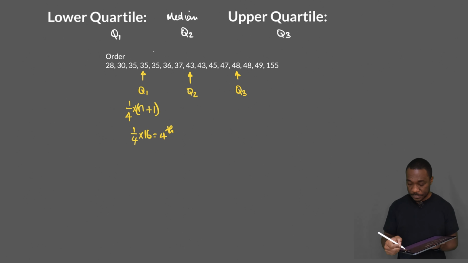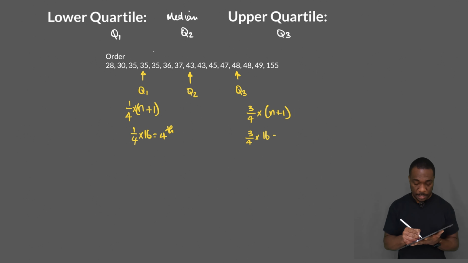And again, back in the day, we used to do 3/4 of the n plus 1. So we have got 15 data points. Add 1, it makes 16. So that's going to be 3/4 of 16. And we're looking for the 12th value in this case, which we can just go 1, 2, 3, 4, 5, 6, 7, 8, 9, 10, 11, 12. That's the 12th value. It's 48,000.